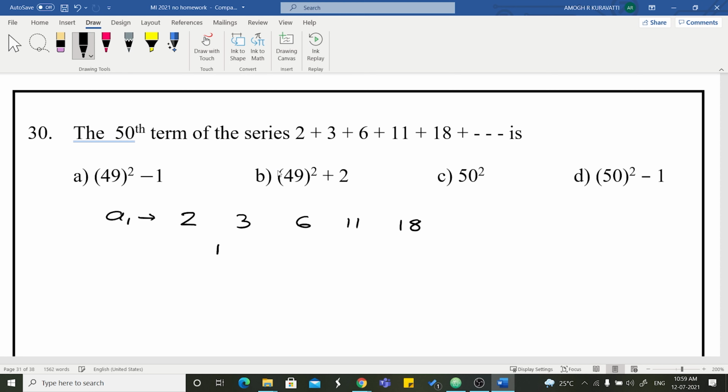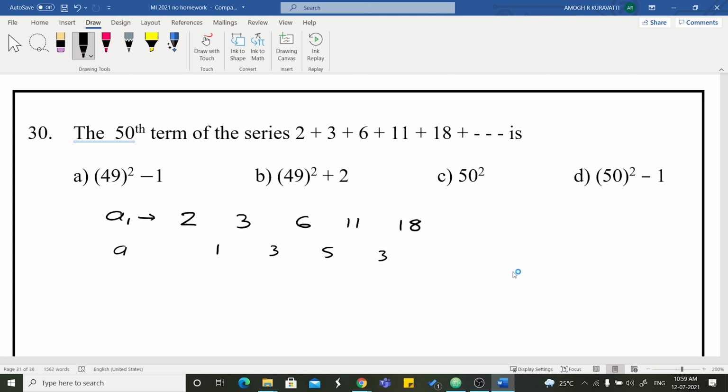Difference of these two is 1. 3 minus 2 is 1. 6 minus 3 is 3. 11 minus 6 is 5. 18 minus 11 is 7. Are they in AP? No, not in AP. So that is not in AP. So again take the difference.